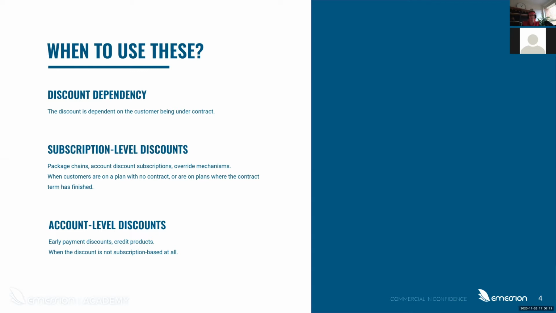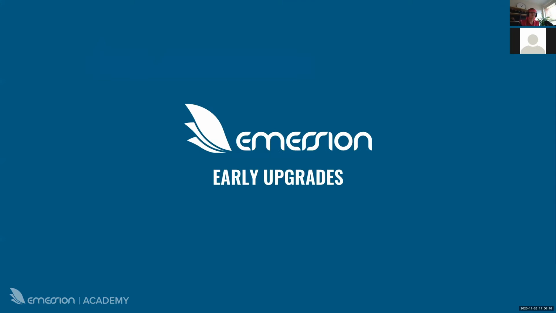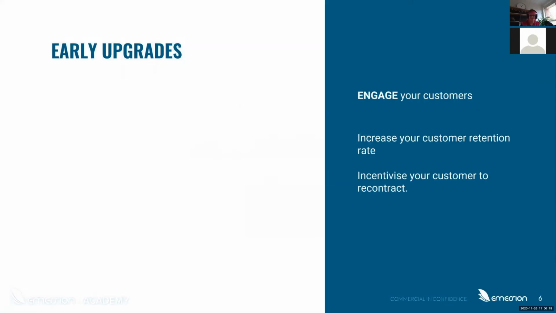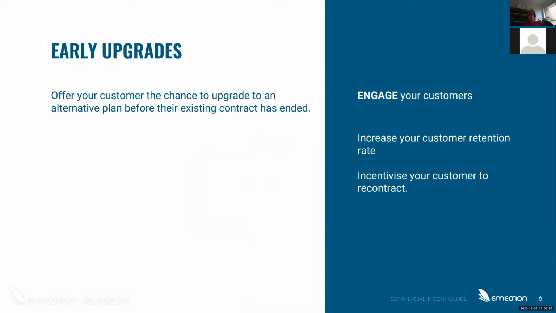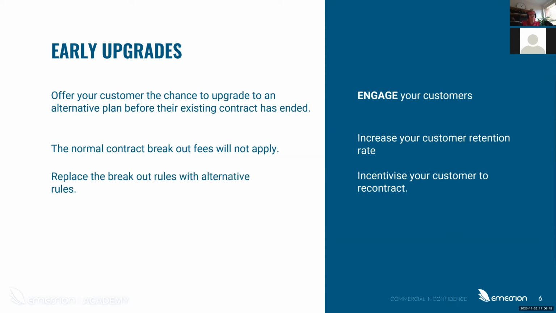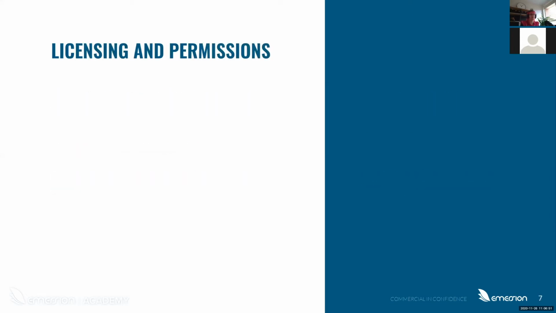But the particular discounts we're going to talk about today are tied together with the customer being under contract. The first one we'll talk about is early upgrades. Early upgrades offer you a chance to upgrade your customers to an alternative plan before their existing contract has ended. You can do this in Immersion without having an early upgrade, but it does apply breakout fees. Those normal contract breakout fees will not apply during this early upgrade period. Instead, we replace those breakout rules with alternative rules. It's as simple as that.